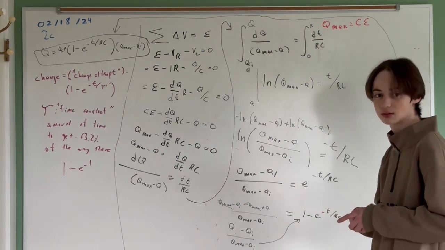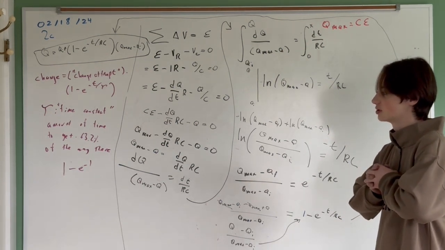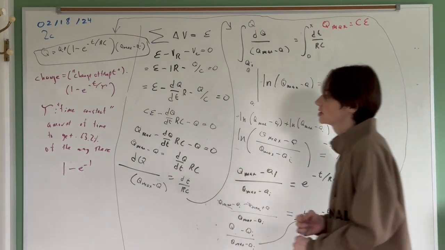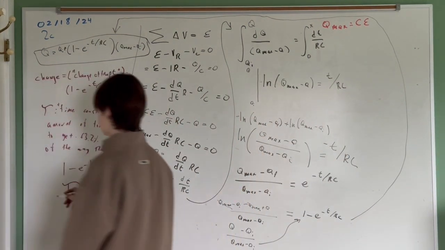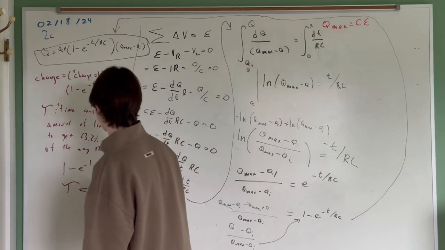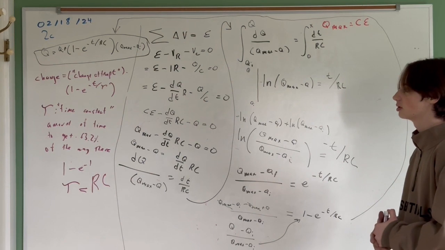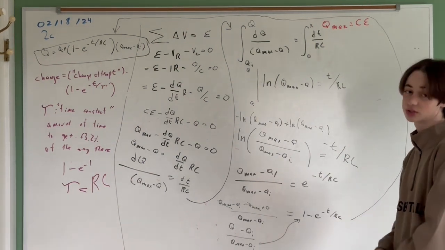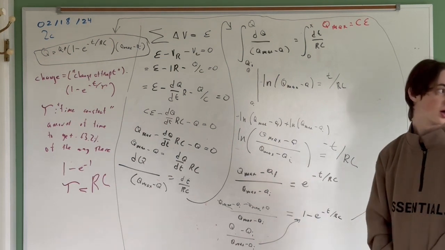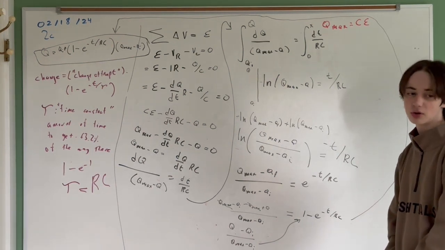That's equal to 0.632? Yeah. In this case, what is tau? RC. That's why it's called an RC circuit, because the time constant is RC. There's another time constant derivation in electricity and magnetism with magnetic inductors, and those are called LR circuits. The time constant is actually L over R, but whatever.